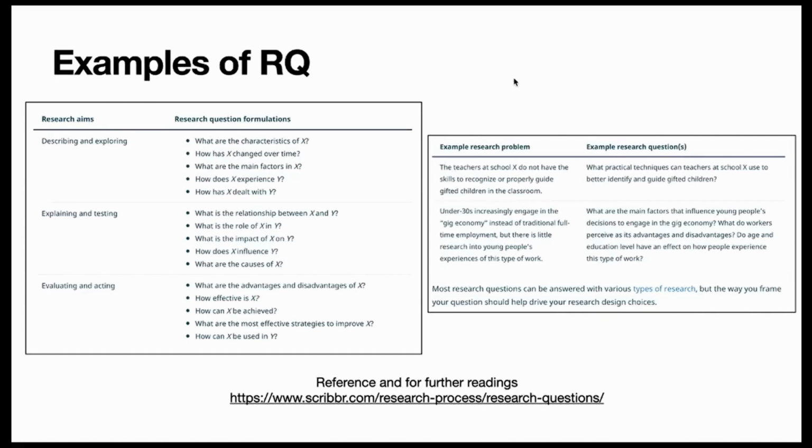What do you think? The first variable. Okay, have a look at the problem: the teachers at school X do not have skills. So the variable about teachers is correct because the problem mentions the teachers. You have to find one correct variable, the teachers, because teachers at school X do not have skills.